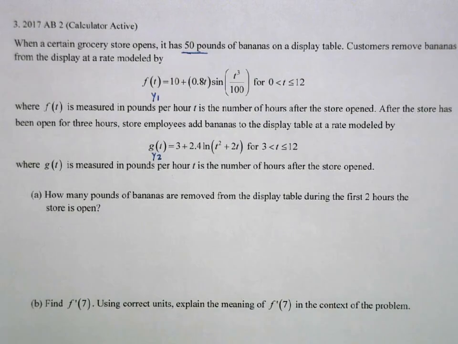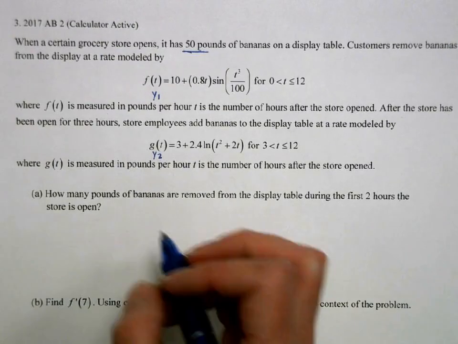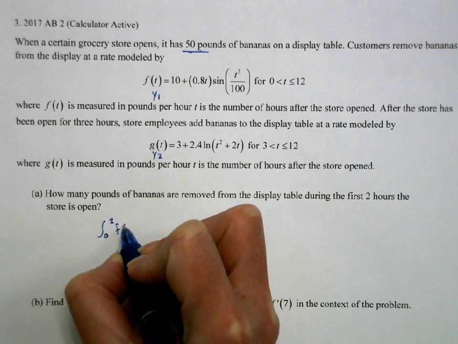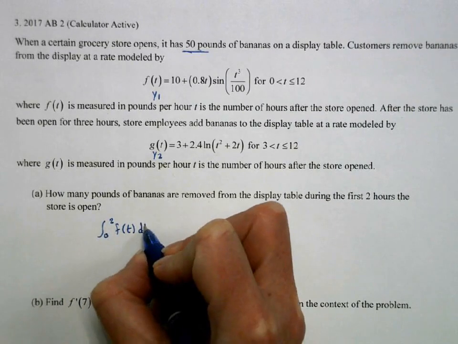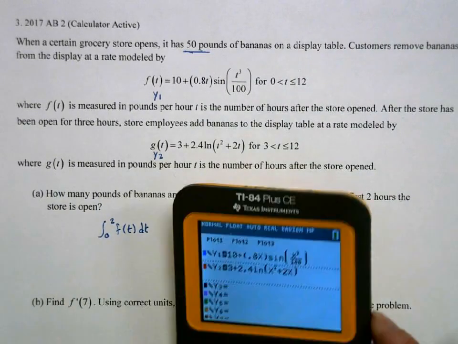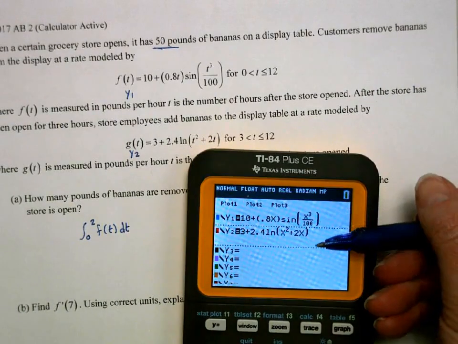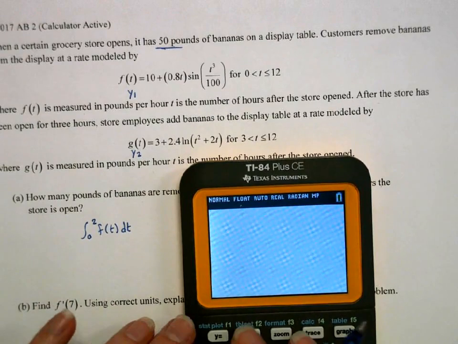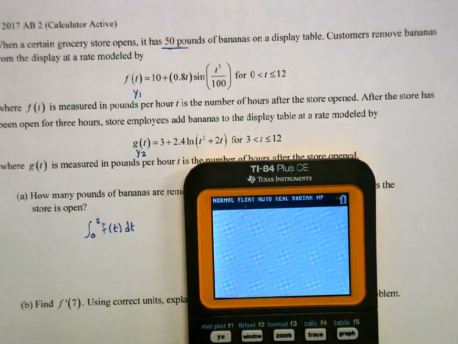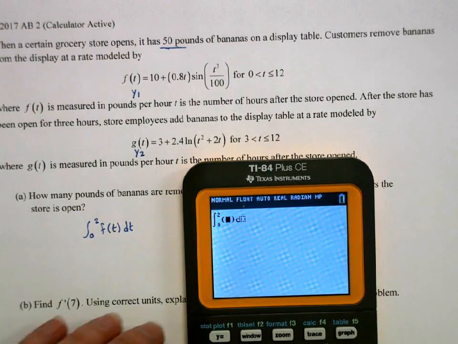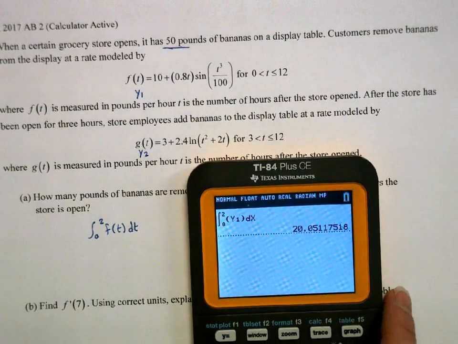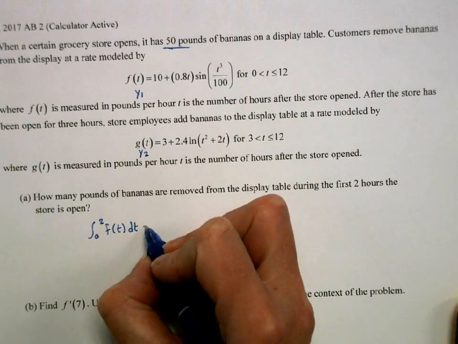So how many are removed? Well, that's going to be the integral from 0 to 2 of our f of t dt. And again, we just let the calculator do it. I stored that one in y1 and the second one in y2. So we are integrating from 0 to 2 of y1 dx. So how many pounds? 20.051 pounds are removed.